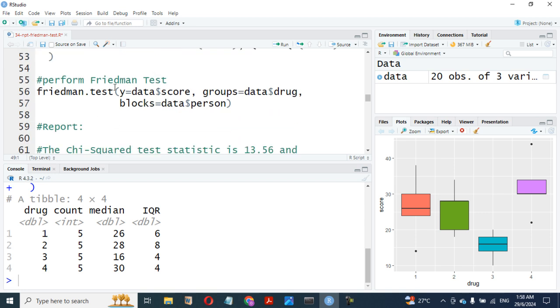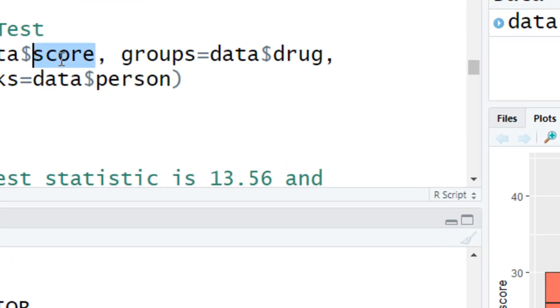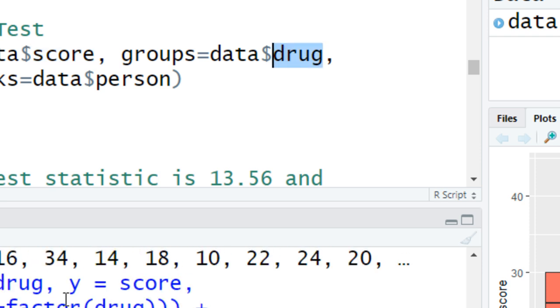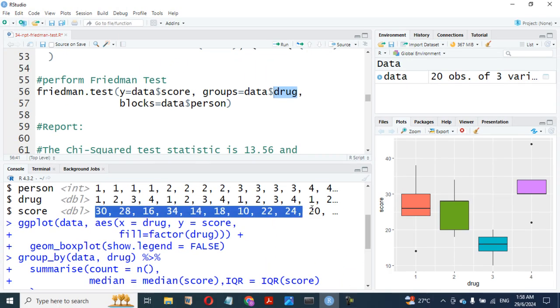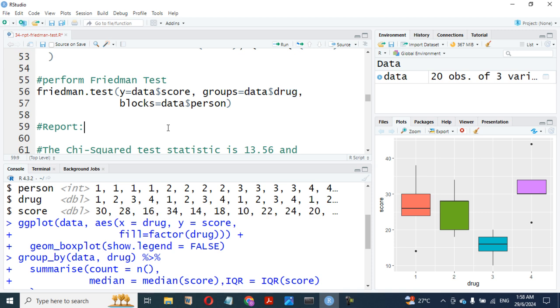To perform a Friedman test, you just call friedman.test. We're passing y equals data dollar score. If you attached your data, you just say score here. I don't think our data is attached. Then we pass our group data here, which is drug. Don't forget our group data is drug. You can see here it's drug. Our score is our numeric data, so score. The blocks is person.